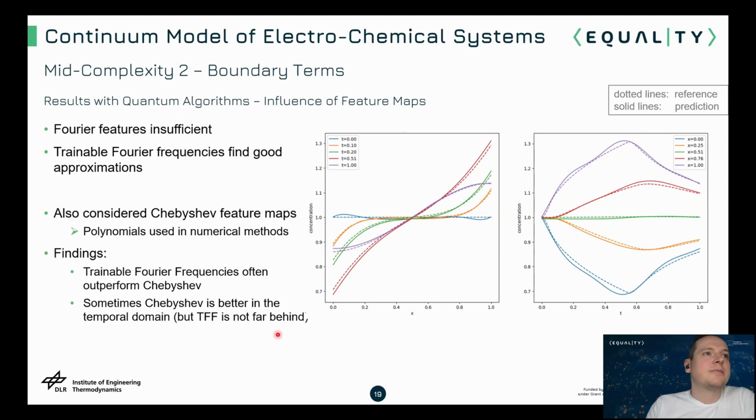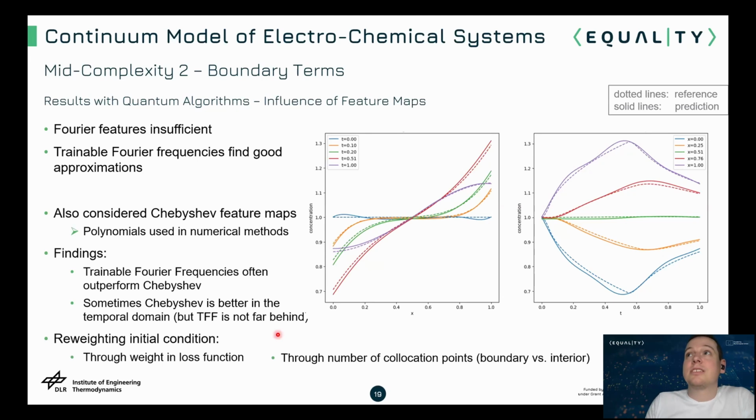So we didn't see a clear benefit in using the Chebyshev feature maps, at least yet, at the scale of around 6 qubits. So that was a quite interesting finding. So far we see that these trainable Fourier feature maps are actually the strongest feature map we have in this setting.